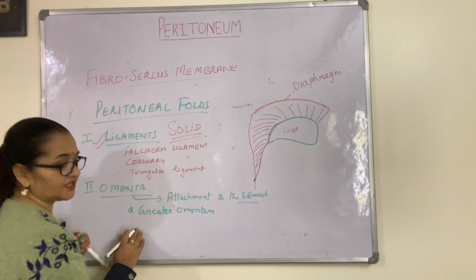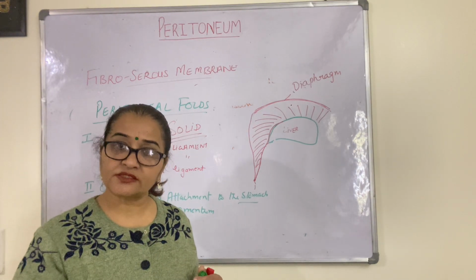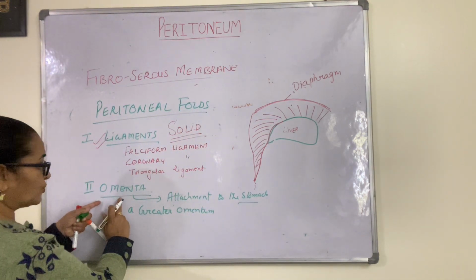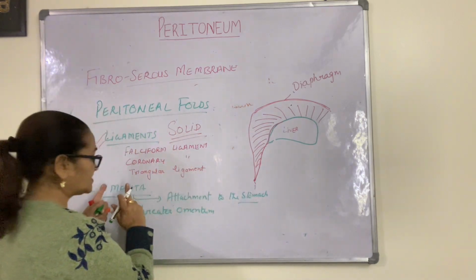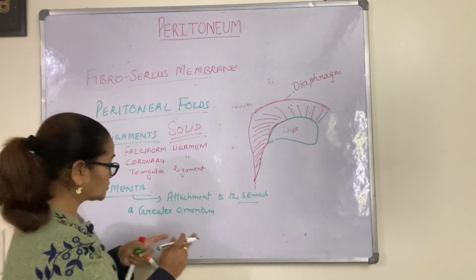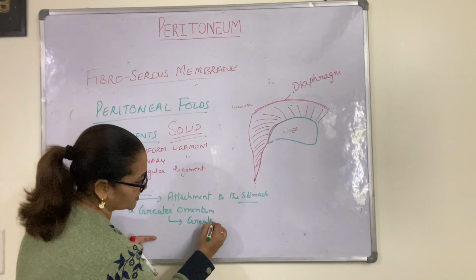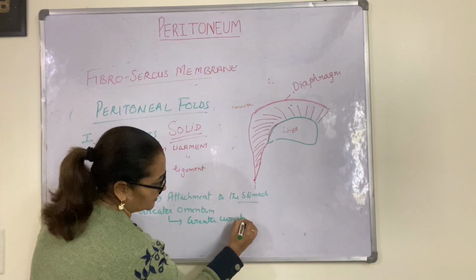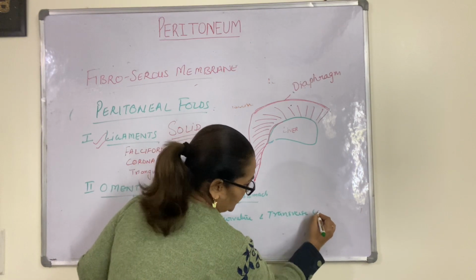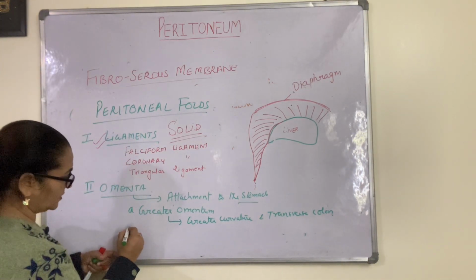Now this greater omentum extends from the greater curvature of the stomach and attaches the stomach to the transverse colon. This is the function of the greater omentum. As I have told you, the word omenta is for stomach. It is giving attachment to the stomach. By this, the stomach is attached to the various viscera. So the greater omentum extends between the greater curvature and the transverse colon. That we will discuss in detail in my next lecture, how the greater omentum is present in the body.